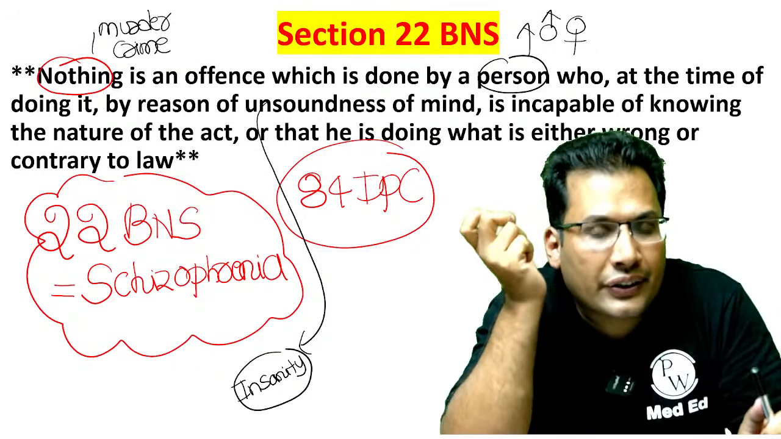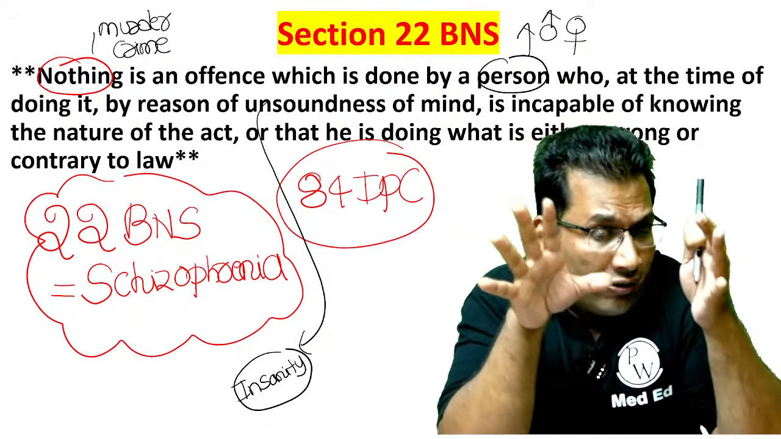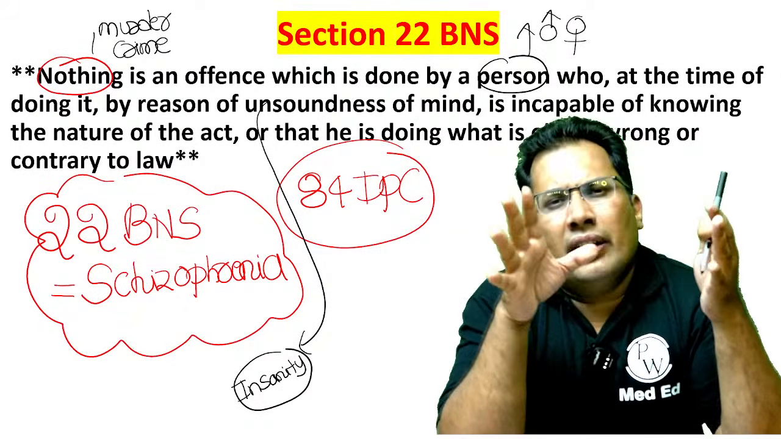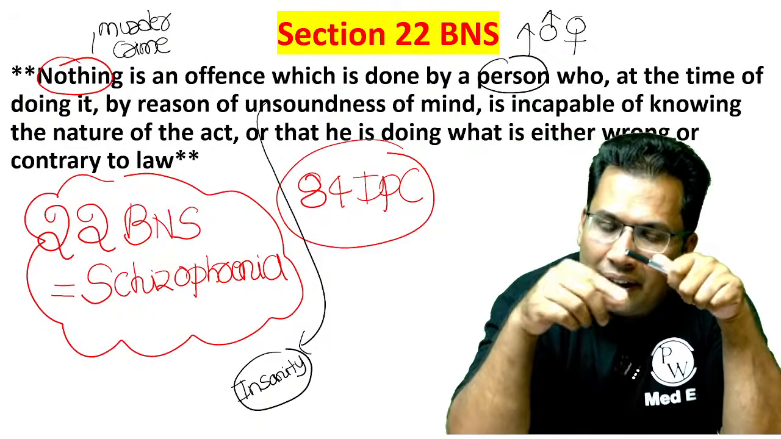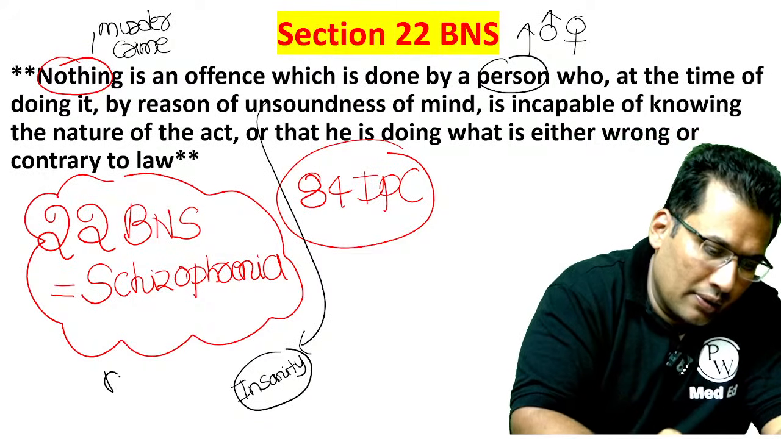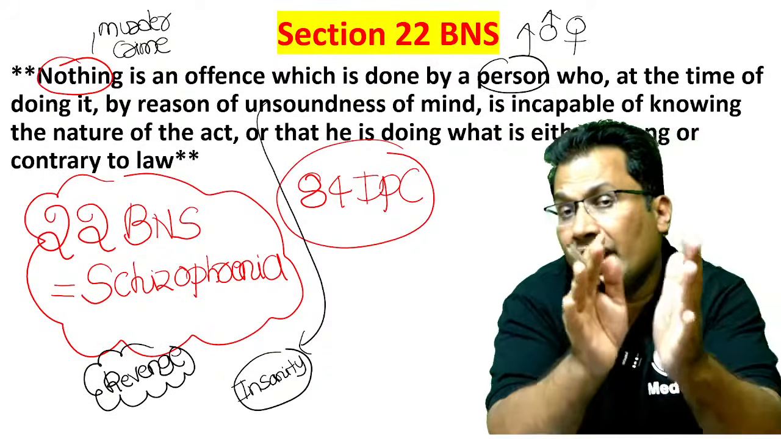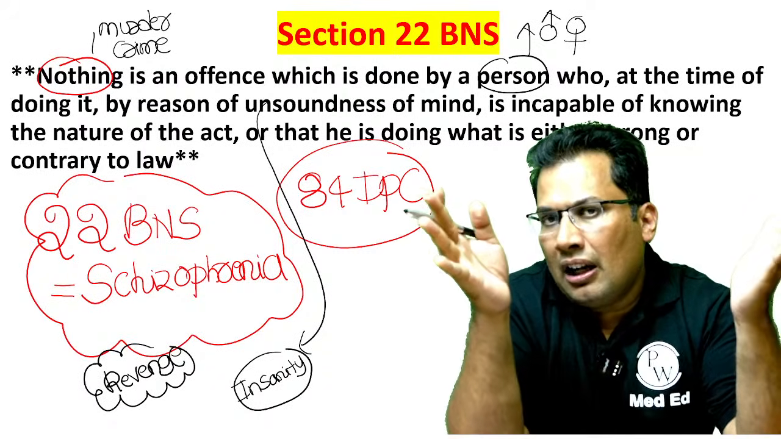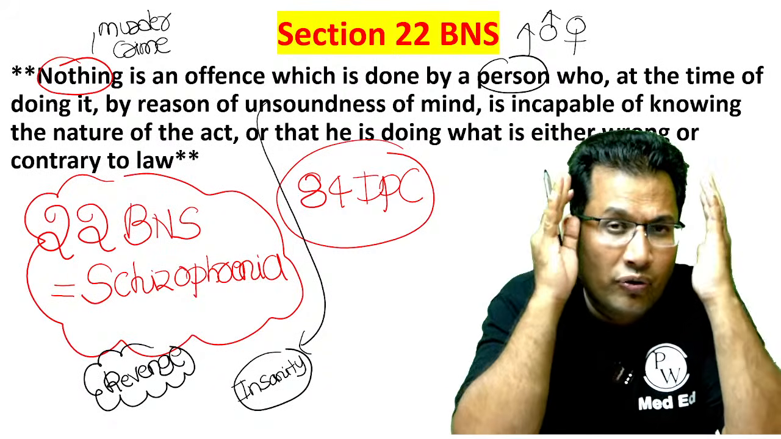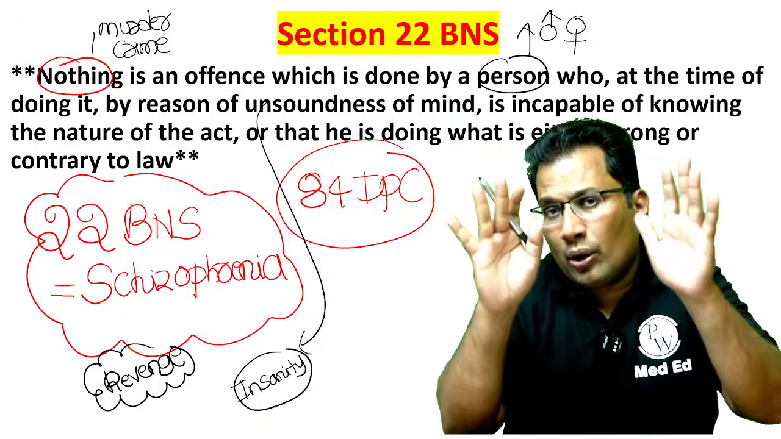Revenge or avenge. For example, an insane person is committing an offense, or any person who is committing an offense by keeping revenge in his mind. Revenge. Is it offense or not offense? Revenge is there. The intention is revenge. Revenge lena hai, avenge karna hai. So whenever the word revenge is there, then it is not applicable. The McNaughton Rule is not applicable.